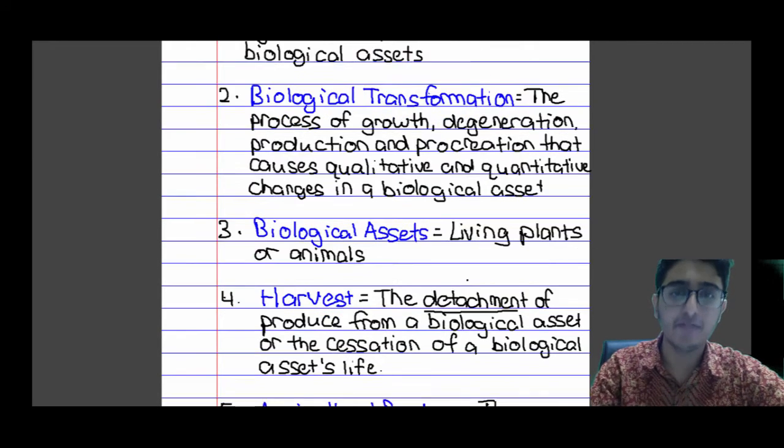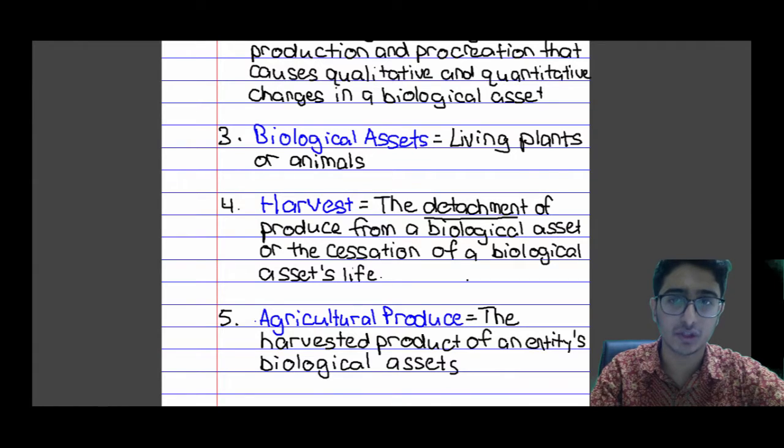Okay, and the fifth definition we're going to learn is agricultural produce. It's the harvested products of an entity's biological assets. This means that, like my previous example, if I take out an apple from an apple tree, the process is what I call harvest. But the item that I get, meaning the apple, this is what I know as an agricultural produce.